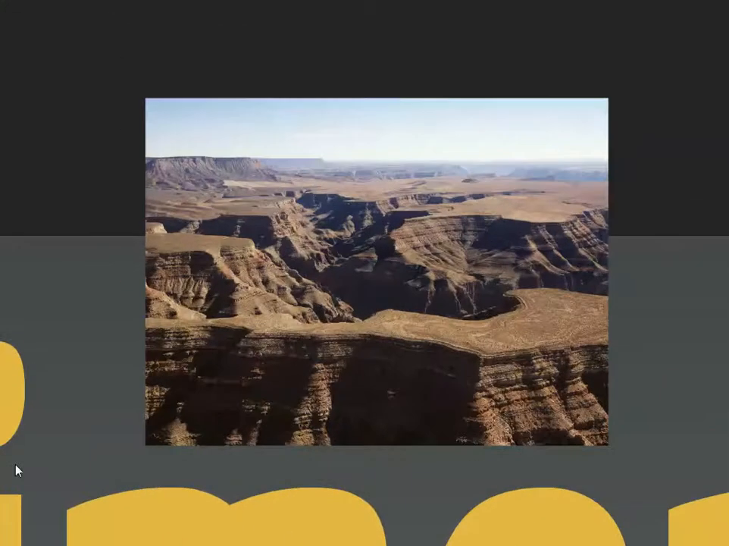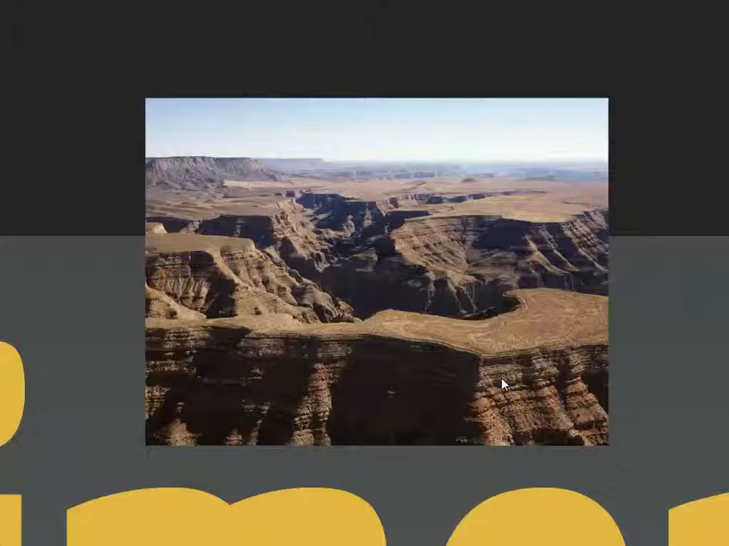So not all sedimentary rock is made out of bits of rock, although a lot of it is. Some of it's made out of living things as well. But generally what happens is, over the course of millions of years, layers and layers and layers of sediment are piled up in a shallow sea or a lake, and you end up with thick layers of sedimentary rocks.